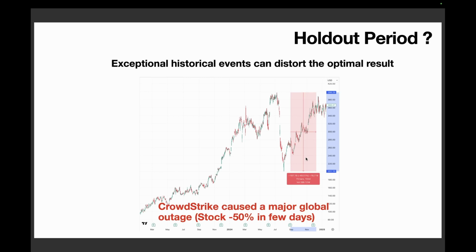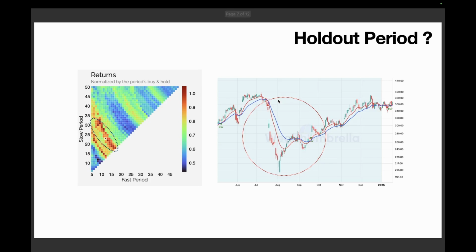I will give you this example. If you remember last summer, in July, CrowdStrike caused a major global outage, and the stock went minus 50% in a few days. I think it was minus 49. That was completely outstanding behavior for CrowdStrike. It's highly unlikely that it will ever happen again. And it will completely shape the optimal map.